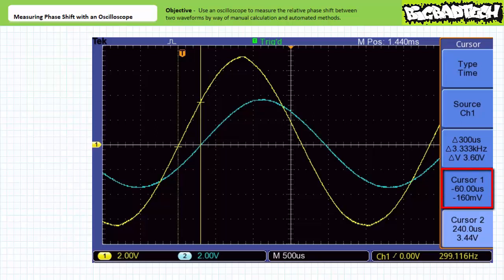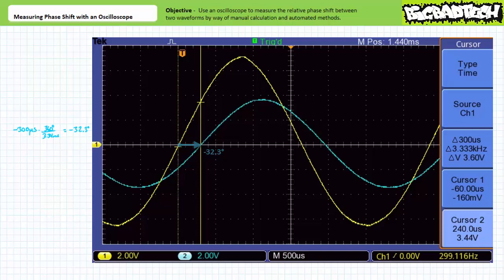Looks like cursor 1 is at negative 60 microseconds and cursor 2 is at 240 microseconds. The differential between them appears to be 300 microseconds. Too easy. The cursor tool shows our earlier time measurements were pretty close. This time shift correlates to a relative phase shift of 300 microseconds times 360 degrees divided by 3.34 milliseconds, or 32.3 degrees. It can be said that the blue waveform lags the yellow waveform by 32.3 degrees.